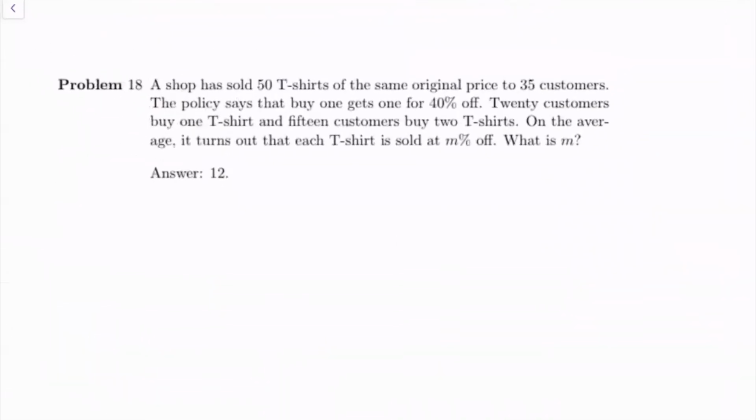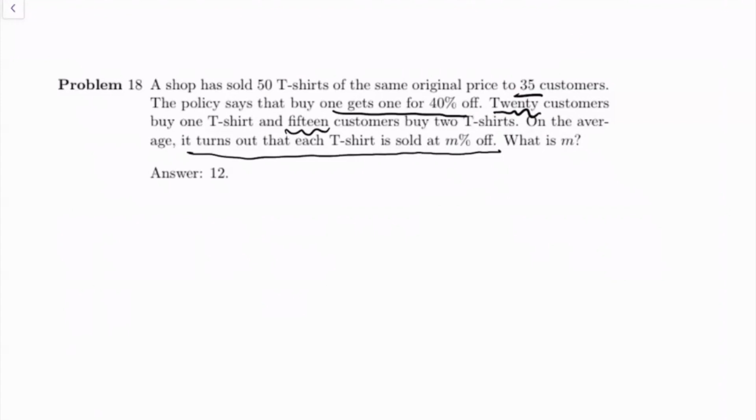Question number 18. A shop has sold 50 T-shirts of the same original price to 35 customers, right? The policy says buy 1, get the second one for 40% off. 20 customers buy 1 T-shirt and 15 customers buy 2 T-shirts. On the average, if you combine all those things together, discount or without discount, it turns out that each T-shirt is sold at N% off. Question is what is N?